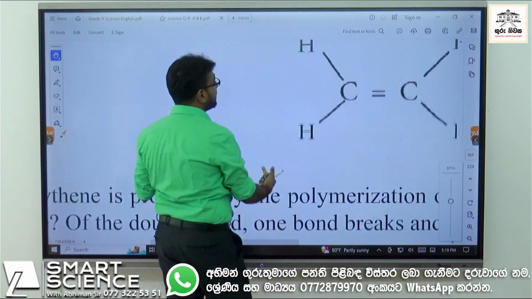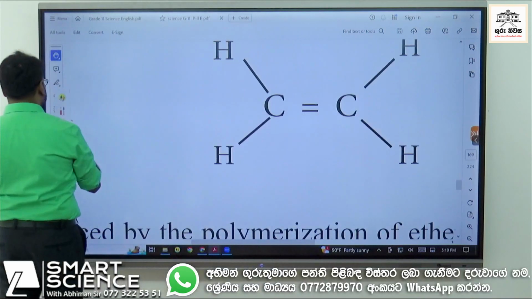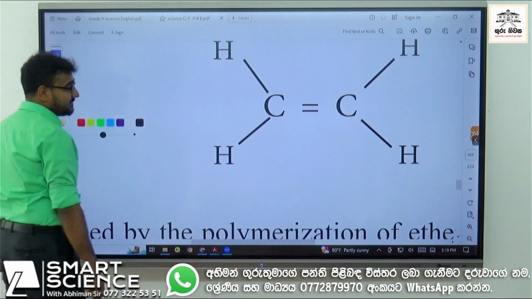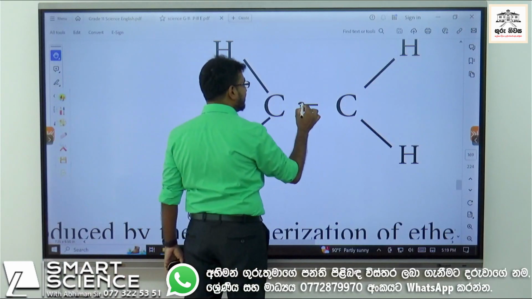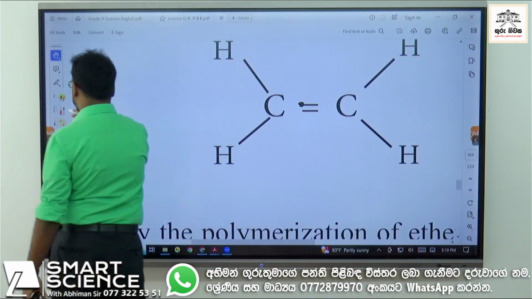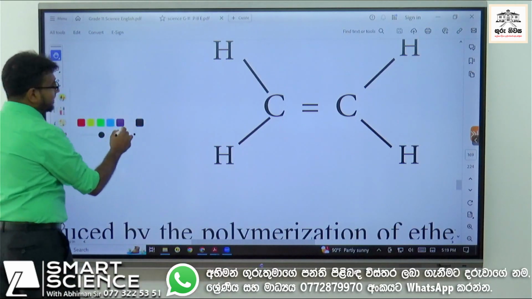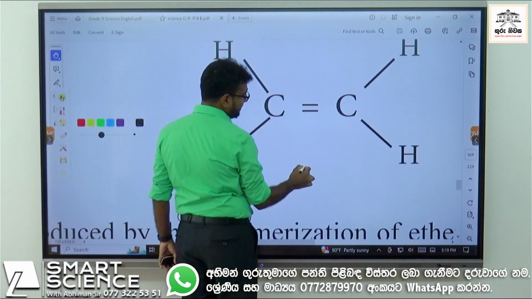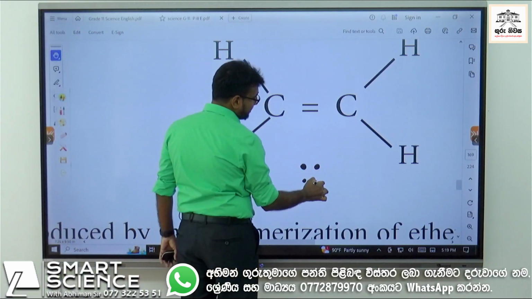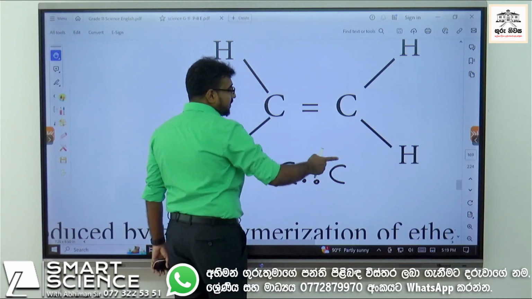Why do we know that? Because one single bond has two electrons, no? We learn that in the bond lesson. It has two electrons here. If we draw the dot cross diagram or the Lewis dot diagram, it looks like this. Two electrons come in the middle. So every bond has two electrons.